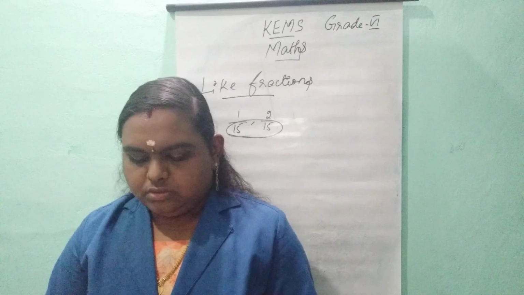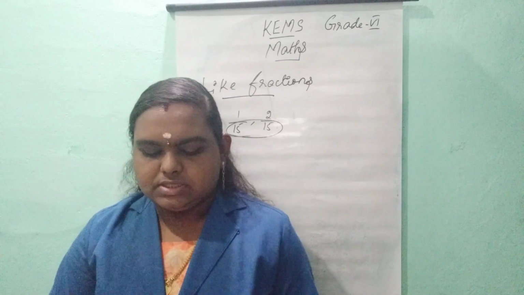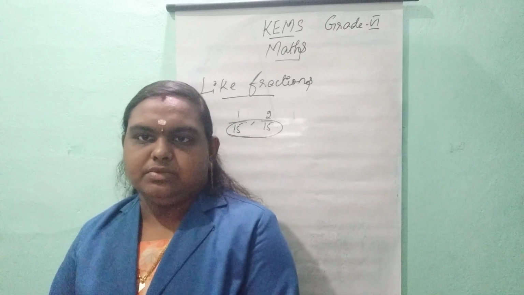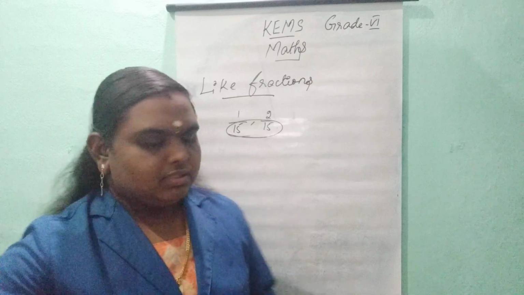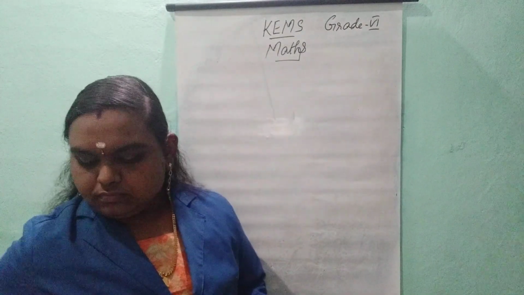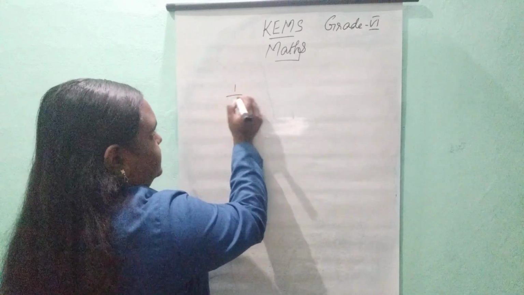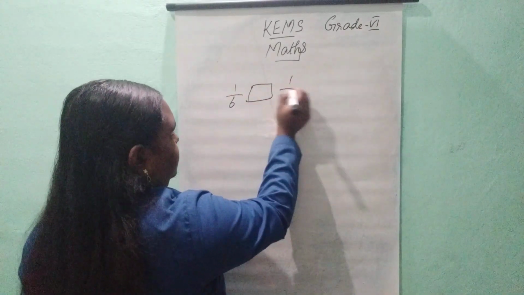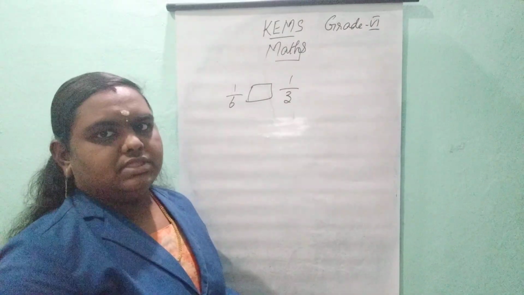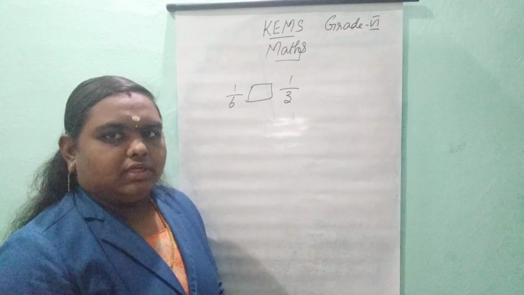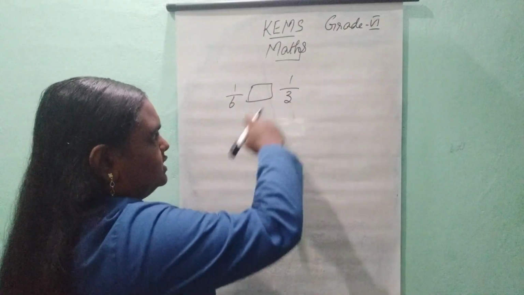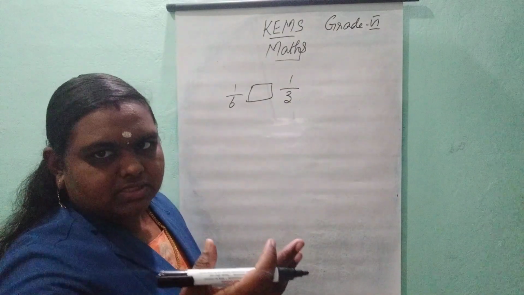Then you know how to find the smallest number and the biggest number from the fractions, isn't it? If you are having 1 by 6, 1 by 3, which is the greatest number here? 1 by 6 or 1 by 3? If you are taking fractions, the one with the smaller denominator will be the bigger number.